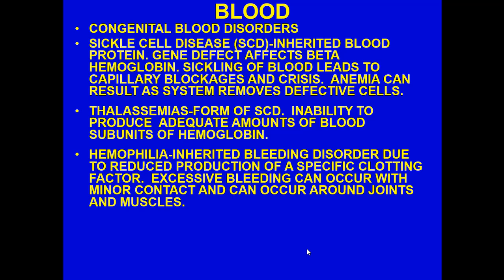The anemia can result as the system removes the defective cells. So basically, as the cells are being purged, you're not replacing the cells fast enough, and therefore the individual is anemic. Now, thalassemias are a form of SCD, but beta thalassemia and other types of defects can be found not merely in African American populations, but also in the Mediterranean and in the Middle East. Still, the defect leads to an inability to produce adequate amounts of blood subunits of hemoglobin.